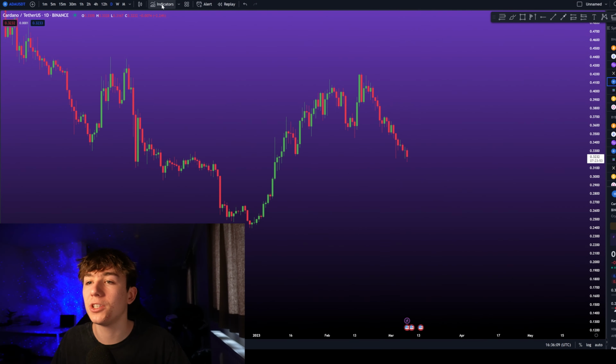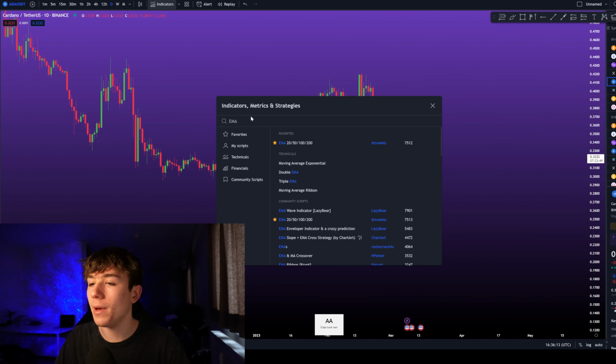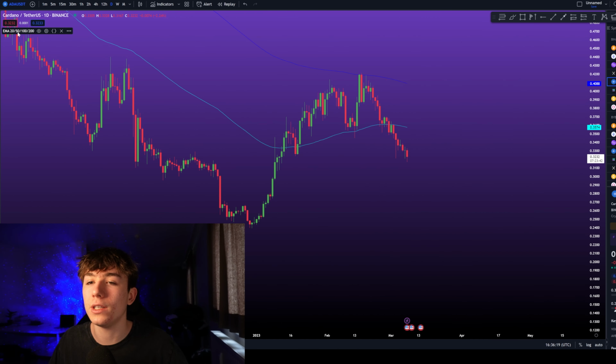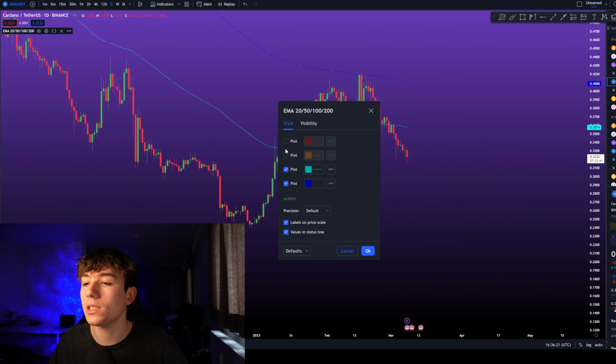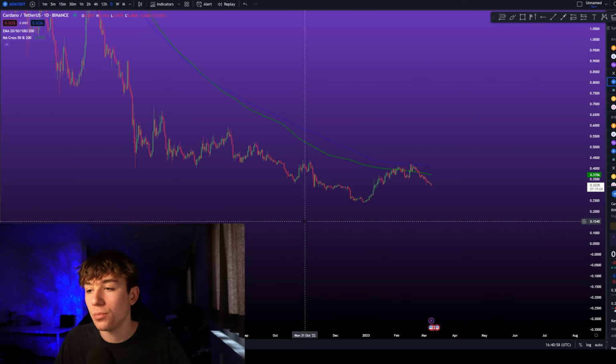To use the exponential moving average, go to the indicators tab and type in EMA. And you want to use this 20, 50, 100 and 200 one. Just go to this, click on settings, deselect these two ones if you didn't already, and deselect these two checkboxes as well. You can use the EMA just like you use the MA. Just know that the EMA will be a stronger level of support or resistance.